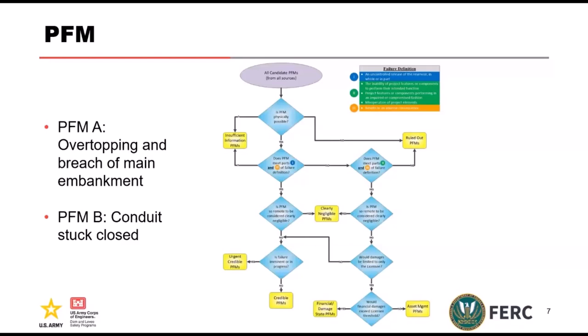Yep. That could cause overtopping. Could lead to overtopping. Yeah. So that's a great question. I would try to attack that as a separate failure mode. So a stuck closed conduit leads to a rise in the reservoir or premature spillway flow. But then if we made PFM C, conduit stuck closed leads to overtopping, we'd run that through the same process, and probably the result would be different, right? Good question. Okay.